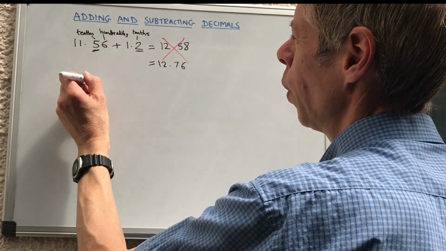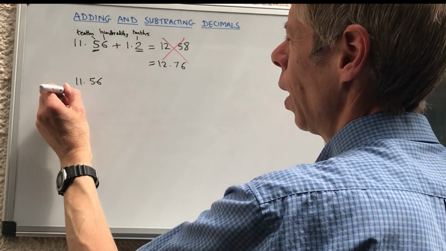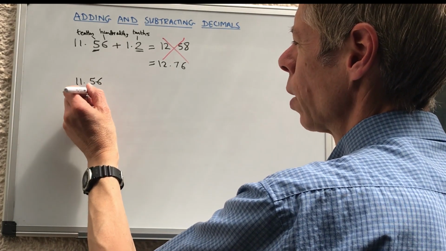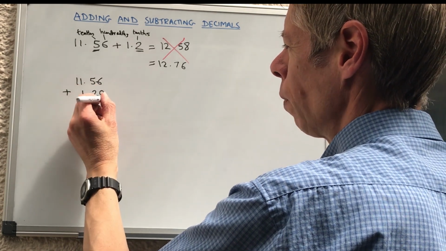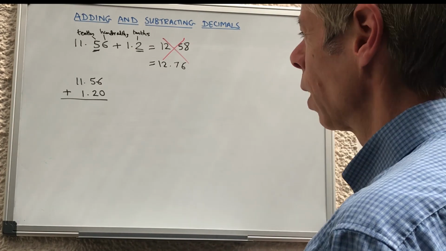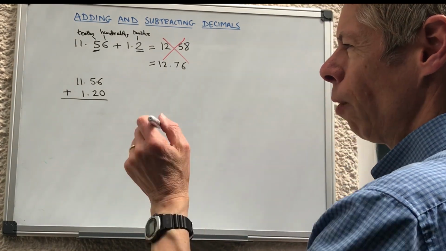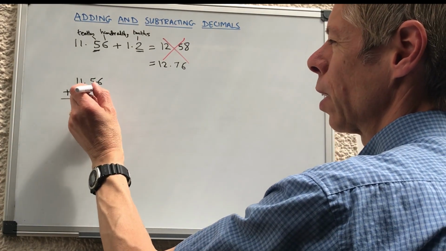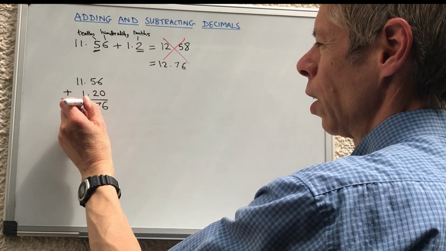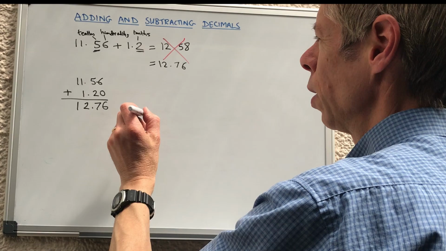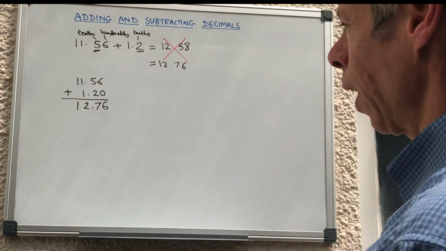So we've got 11.56 plus 1.2. We could put a 0 in there. Don't have to, but it just makes it all a bit neater, easier to get it right. So 6 plus 0 is 6. 5 plus 2 is 7. 1 plus 1 is 2. 1 plus 0 is 1. So 12.76, as we were supposed to get.